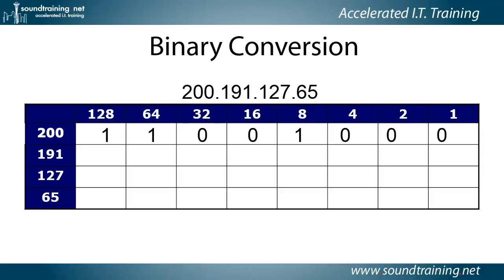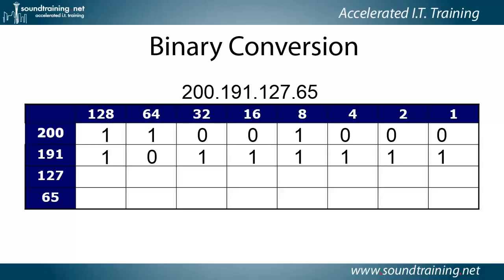Now let's do 191, and I'll show you a really cool trick. Can we subtract 128 from 191? Sure. So we put a 1 in the 128's column, leaving us with a remainder of 63. Can we subtract 64 from 63? No, so we put a 0 there. But look what we put in the remaining placeholders. All 1s. And the reason is simple.